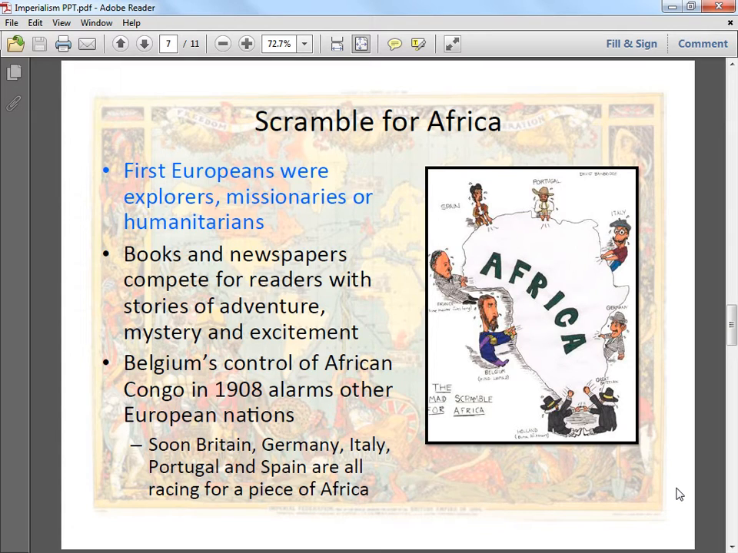And finally, the scramble for Africa. So at first, Europeans are just explorers. We talked about that. We talked about exploration. But eventually, because of all these stories coming out of Africa about how rich it is, Europeans decide they want it. And with the invention of quinine, with the invention of repeating firearms, they're able to finally do it.